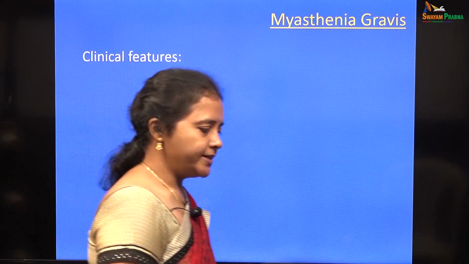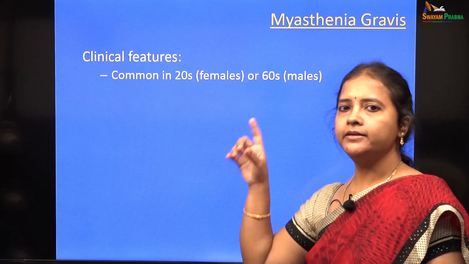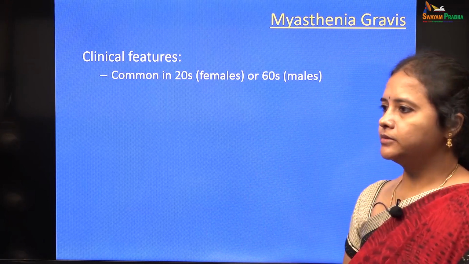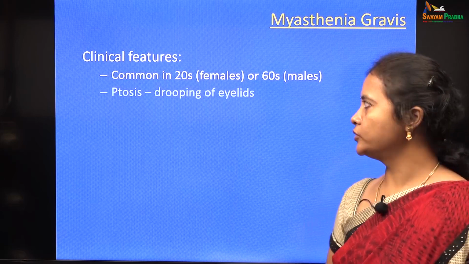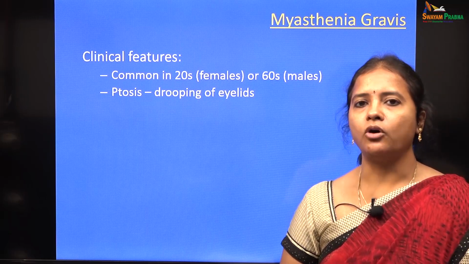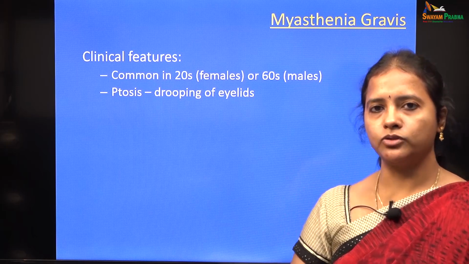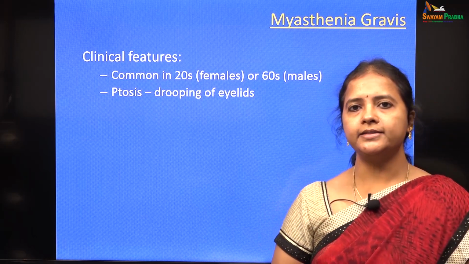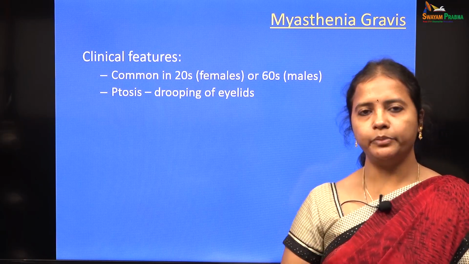Clinical features in a myasthenia gravis patient: usually this happens in younger females and older males, and it affects more females when compared to males in a ratio of 3:2. The classical feature will be drooping of eyelids or ptosis. So, the patient comes to the doctor with complaints of drooping of eyelids, and the classical complaint will be that it improves after sleeping.